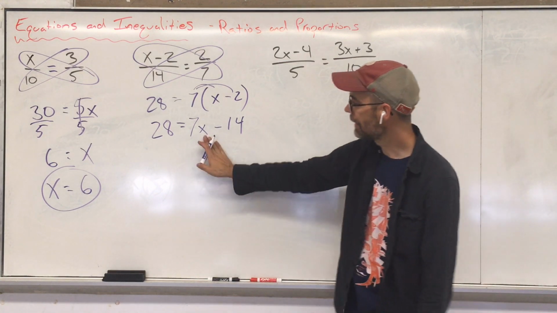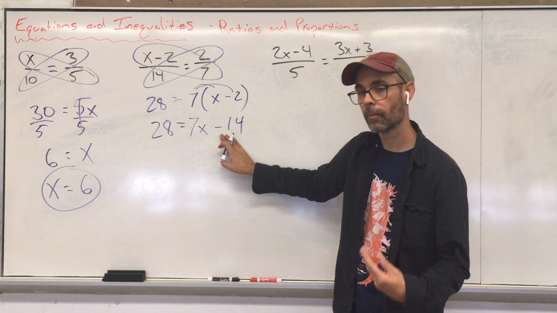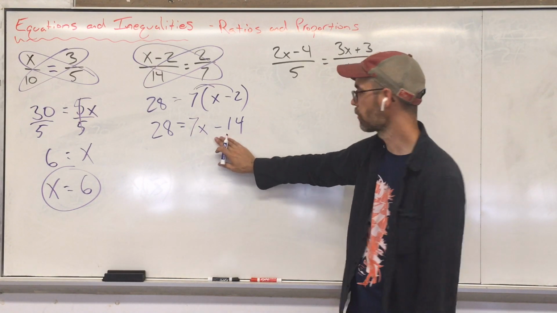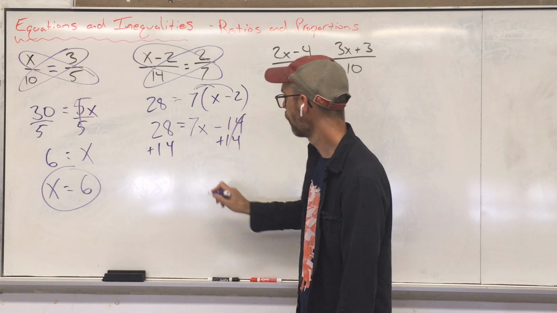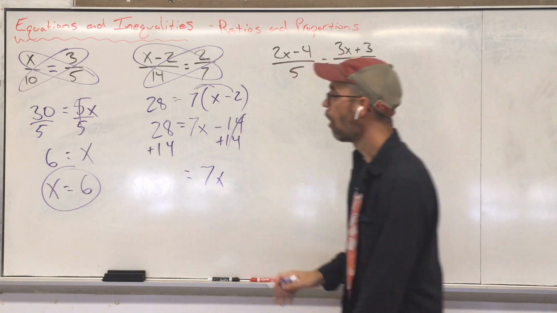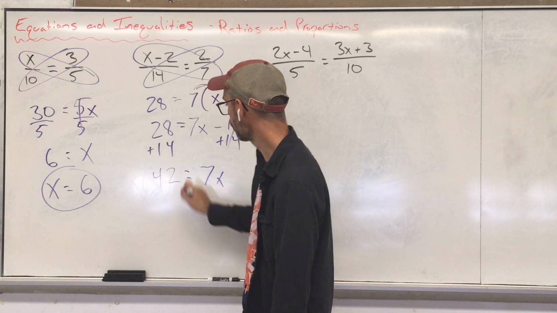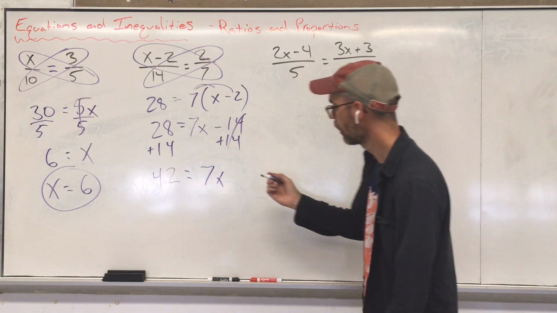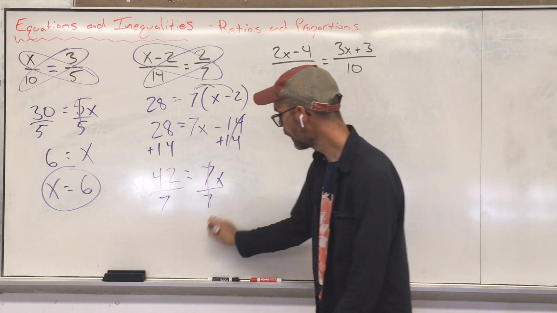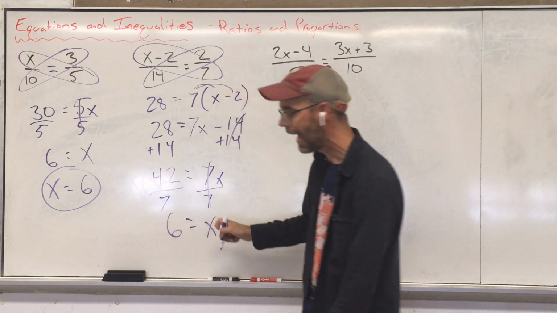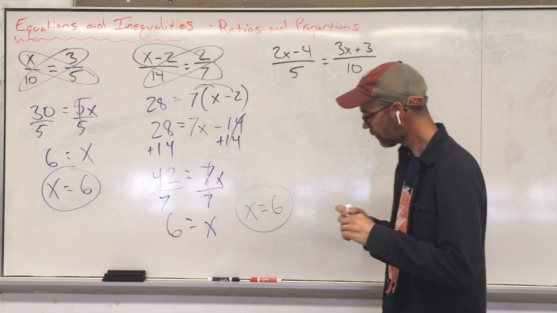In order to isolate that x, I got to take care of multiplication and the subtraction. What comes first? Got to take care of addition, subtraction. So let's add 14 to both sides. On the left side, we're left with 42. And finally, multiplication. The inverse is division. Goodbye. X equals 6. I don't like the order. Let's switch it. X equals 6.